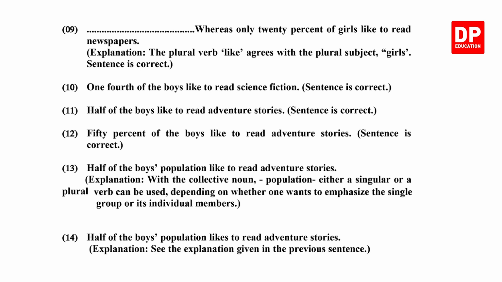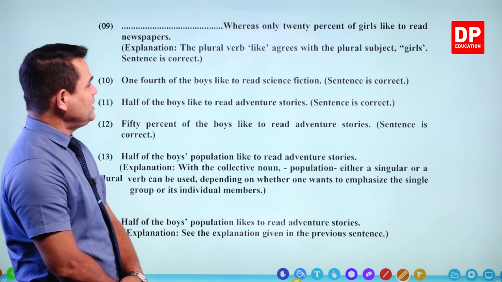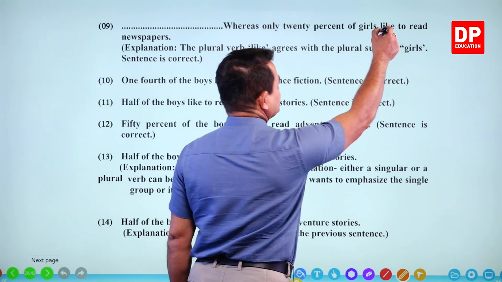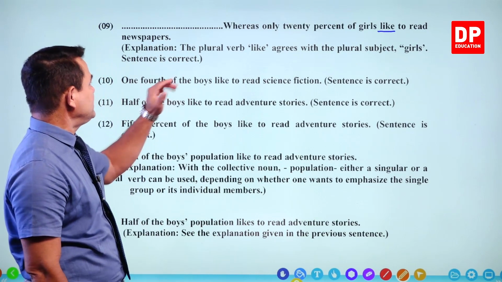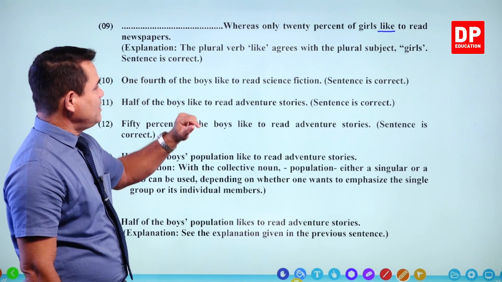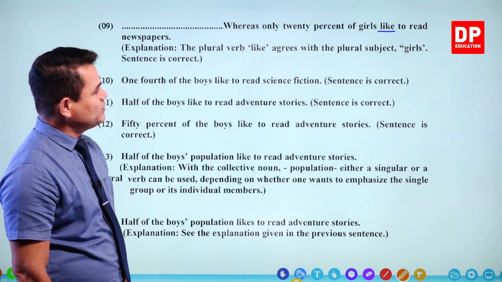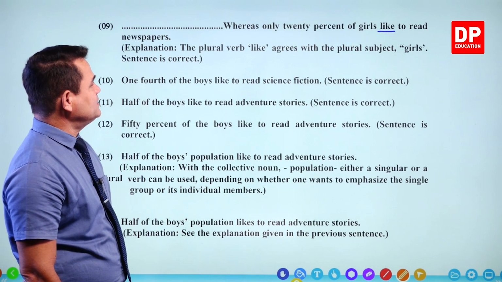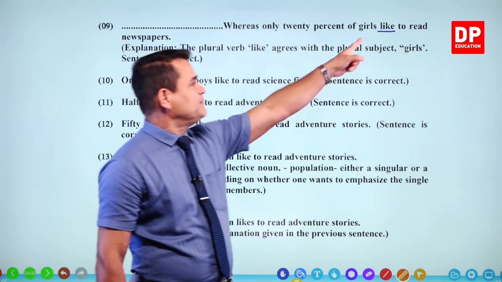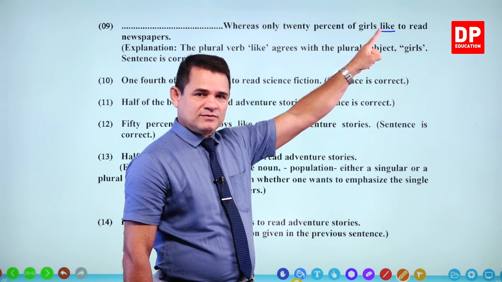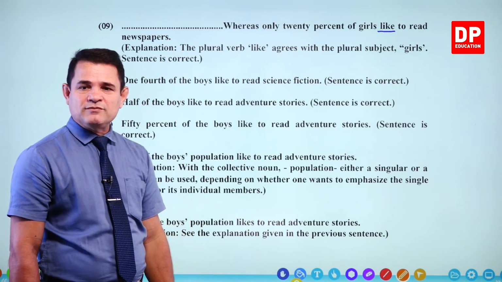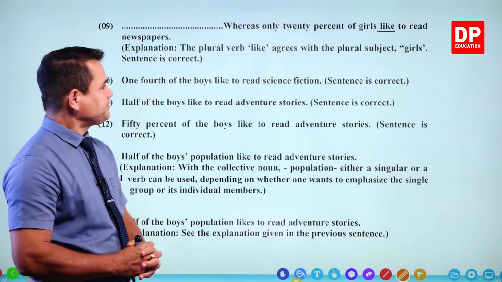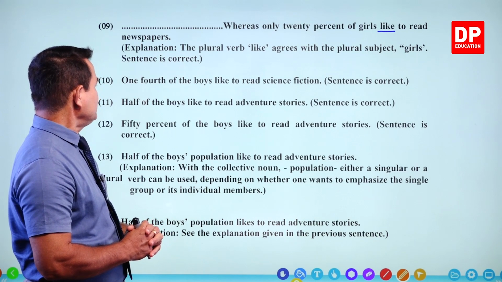Whereas only 20% of girls like to read newspapers. 20% of girls like. එතන plural form එක use කරලා තියෙන verb එක. බලන්න. Let's see the explanation. The plural verb like agrees with the plural subject, girls. ඒක මෙතන girls plural subject එකත් එක්ක ගැලපෙනවා. So plural. So that's why it is used in plural form. That is also correct.